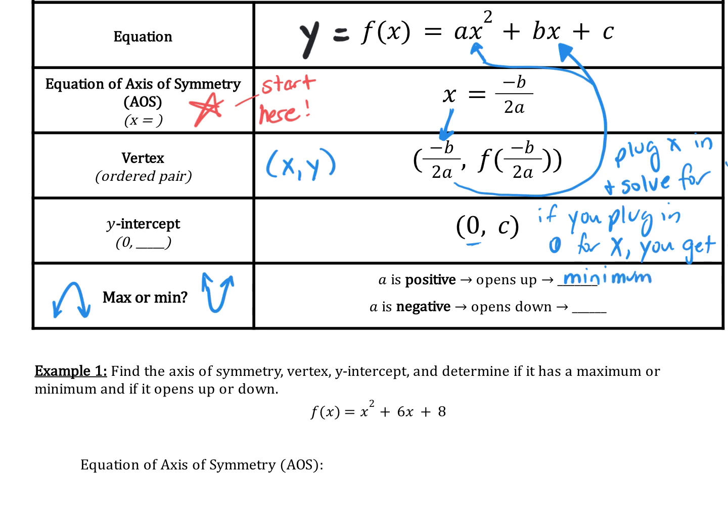The vertex, this is where the vertex is. So if you need to write yourself a note, vertex. If A is negative and it opens down, you're going to have a maximum. Okay? So I've done a little cheat sheet here to this part right here. So if it's going down, you have a max. If it's going up, your vertex is at the minimum point, okay?